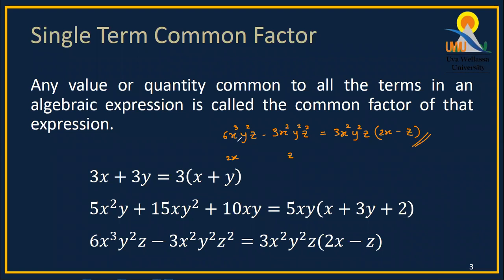Then we can say that this 6x cubed times y squared times z minus 3x squared times y squared into z squared equal to 3 times x squared y squared times z into 2x minus z. That is how we can take this single term common factor out of this quantity.